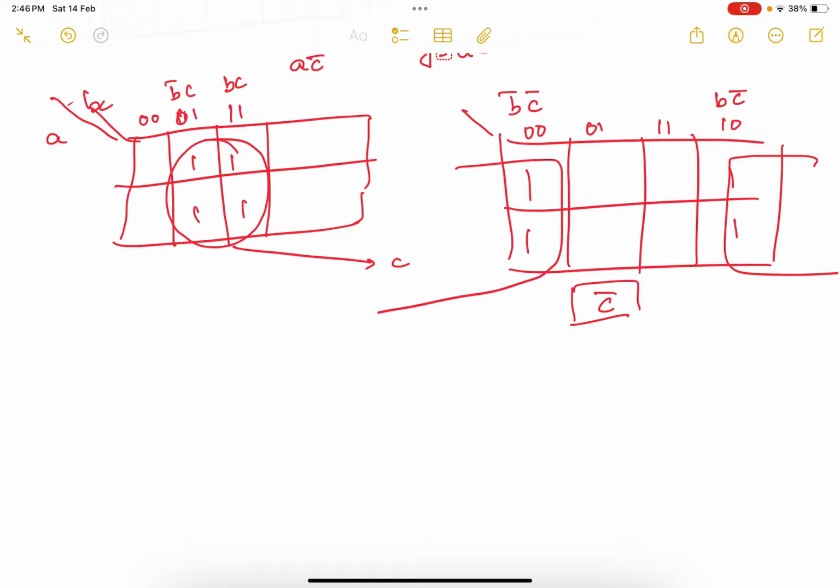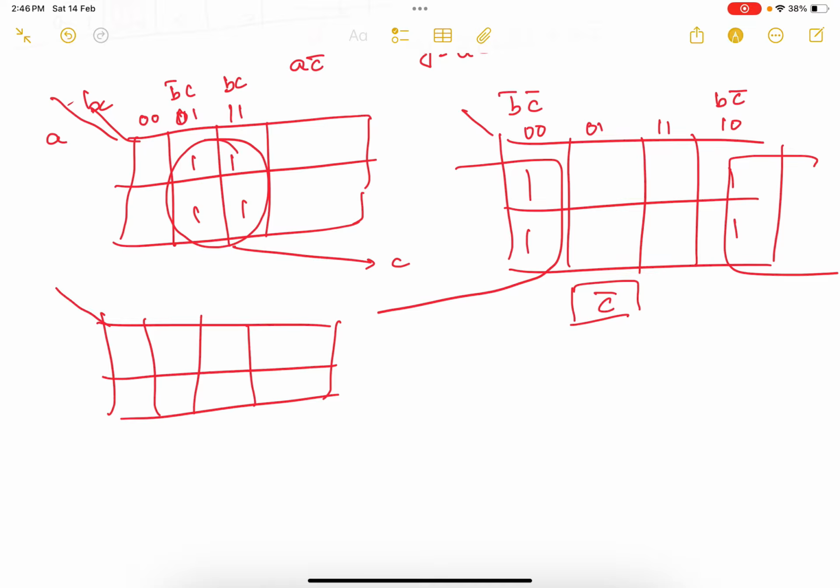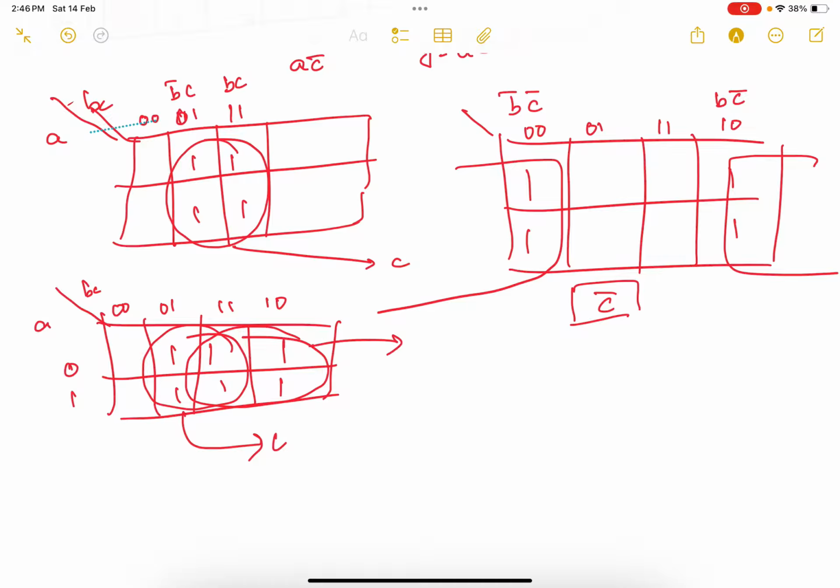Clear? But if you have a structure like this, for example, if I have 1s in these cells, actually what you can do is form 2 quads like this. For this quad the answer will be C. For this quad, this is BC, this is BC bar. The common term will be B. So the final answer will be B plus C.